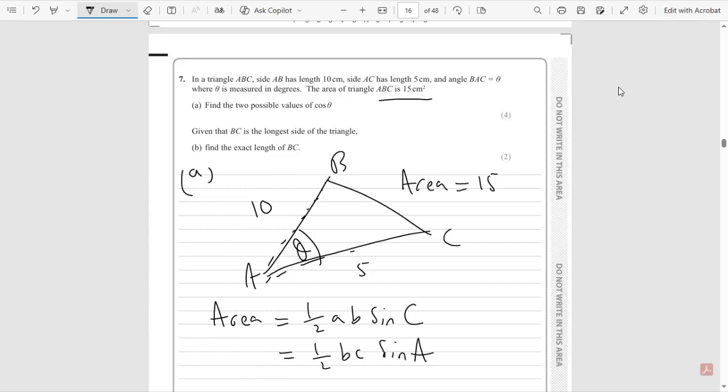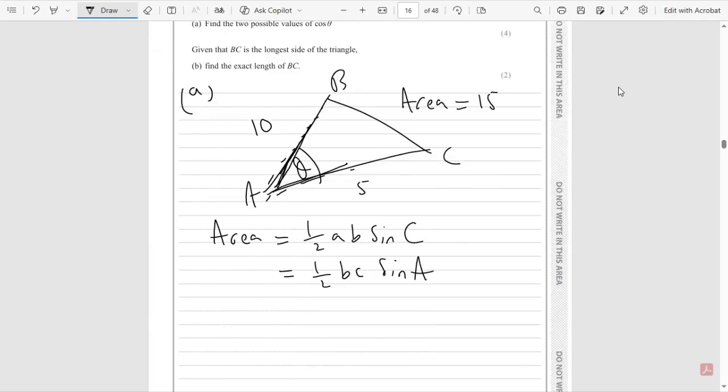Remember, to use that formula, you need two adjacent lengths, and an angle trapped between the two adjacent lengths. The 10 and the 5 are both adjacent, and we have that angle in our question here. So the area of the triangle will be half times, and then lowercase b is opposite the capital B, that's 5, and lowercase c is opposite the capital C, so that's the 10 there. So you have half of 5 times 10 times sin theta.